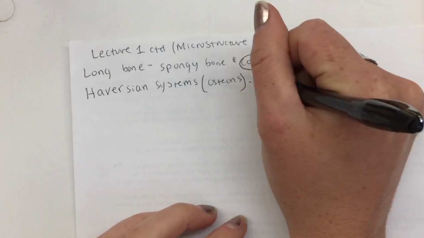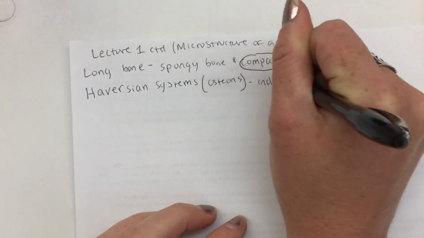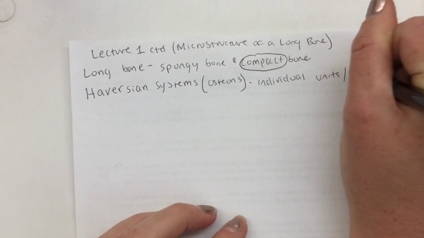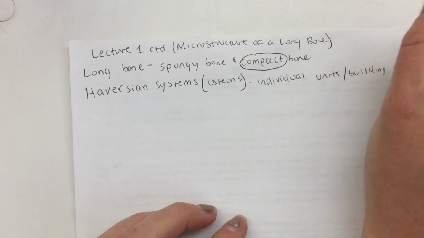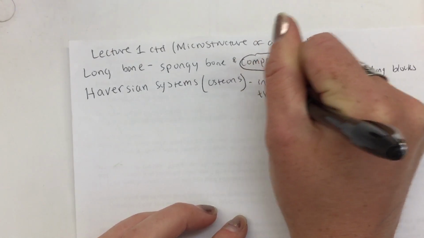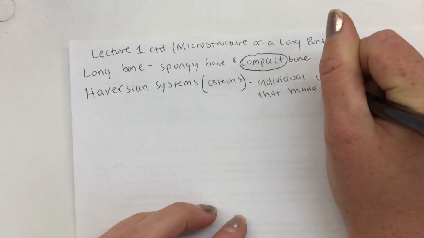So these are individual units, or building blocks, that make compact bone.